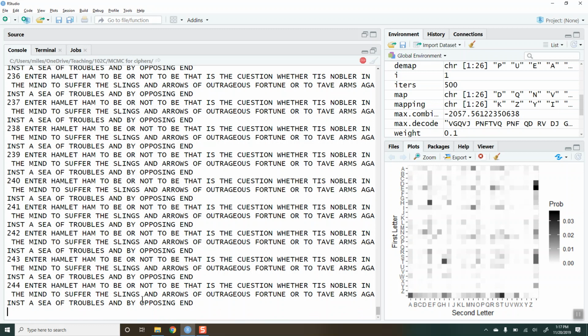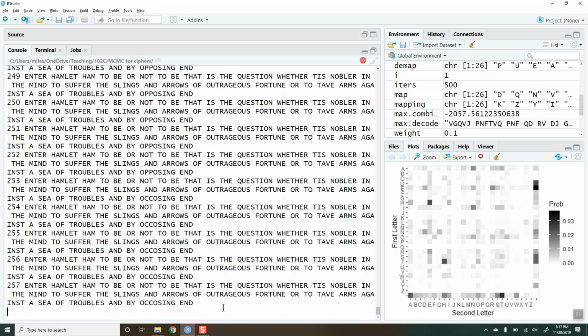But at this point we're pretty good, right? Enter Hamlet: "To be or not to be, that is the question" with a C. CU is, I guess, more common than QU in the entire English language. Okay, "whether 'tis nobler in the mind to sever the slings and arrows." We got it. Okay, we haven't gotten to "take arms against a sea of troubles and by," oh, we lost it. "Opposing end," I don't know what, okay.